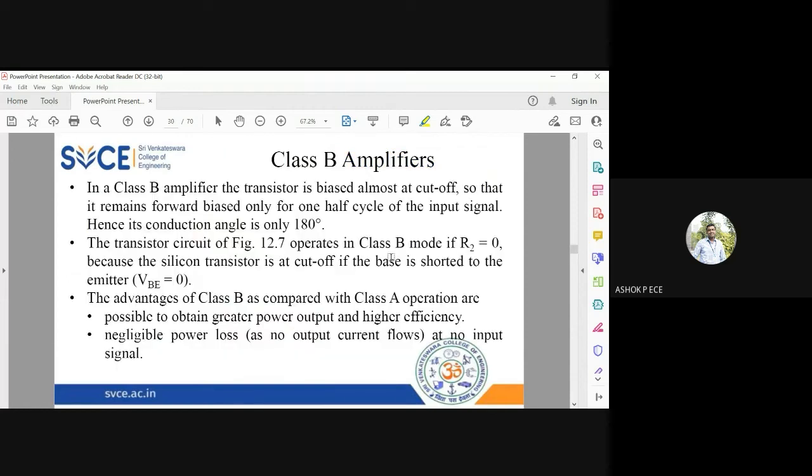Okay, so now we are into class B amplifiers. So class B amplifiers, you see in class A amplifier, can anybody say where the Q point of the transistor is present? In class A amplifier, where is the Q point located? In class A amplifiers?